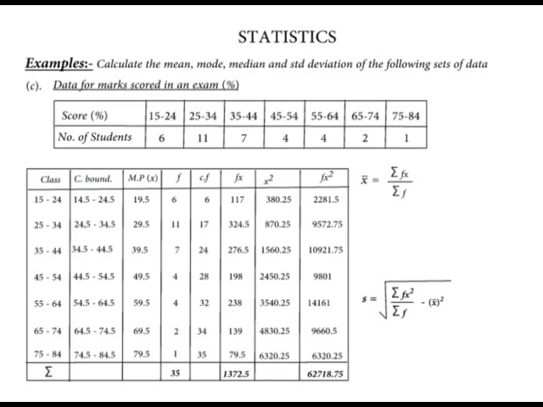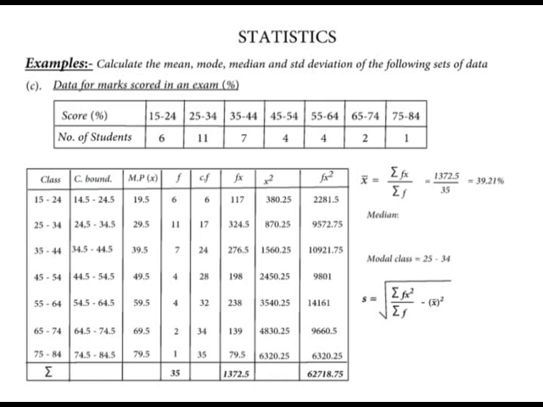Mean is equal to summation of fx over summation of f, which is equal to 1372.5 over 35, and that gives us 39.21. Modal class, the one with the highest frequency, is 25 to 34.